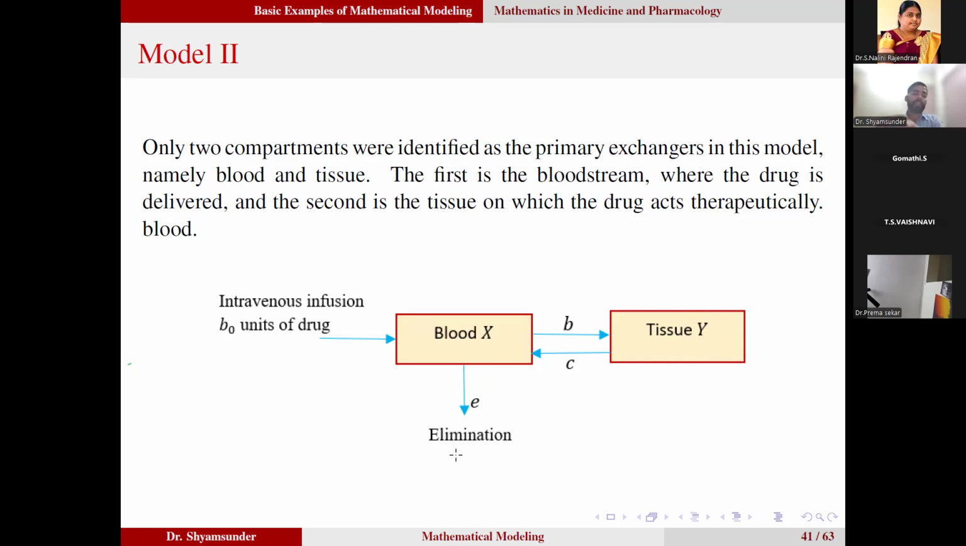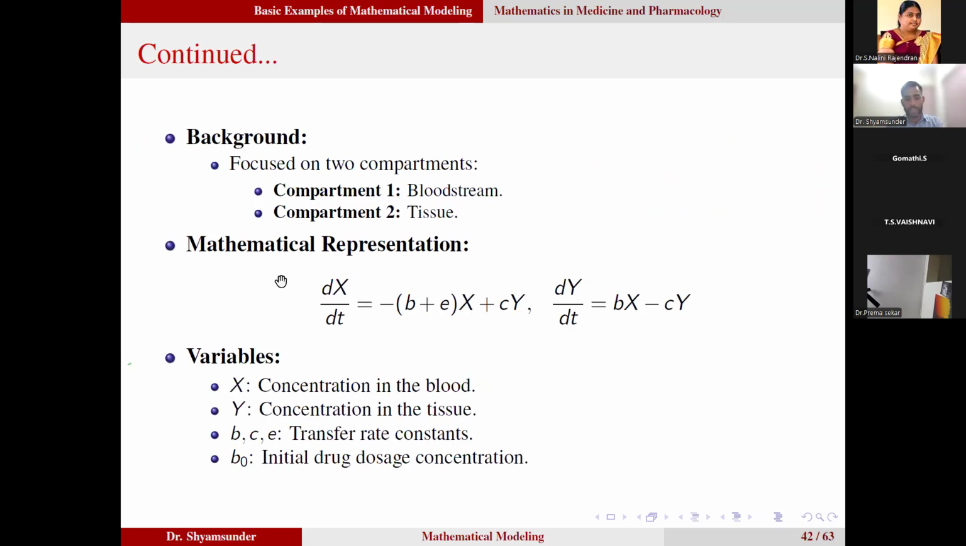Then this model is also converted into two equations. The first equation is dx upon dt, and the second is dy upon dt. Here x is the blood and y represents the tissue. So there are two compartments, the bloodstream and the tissue.